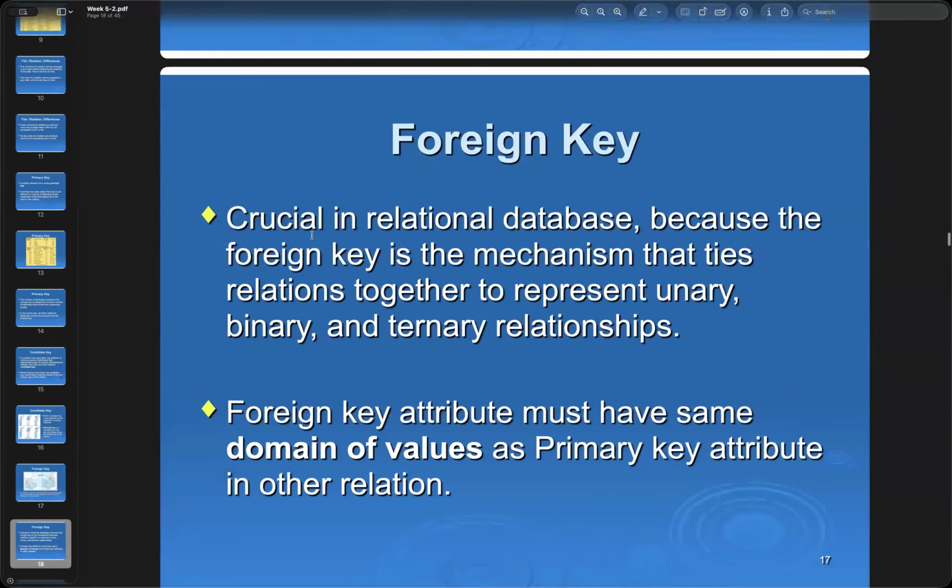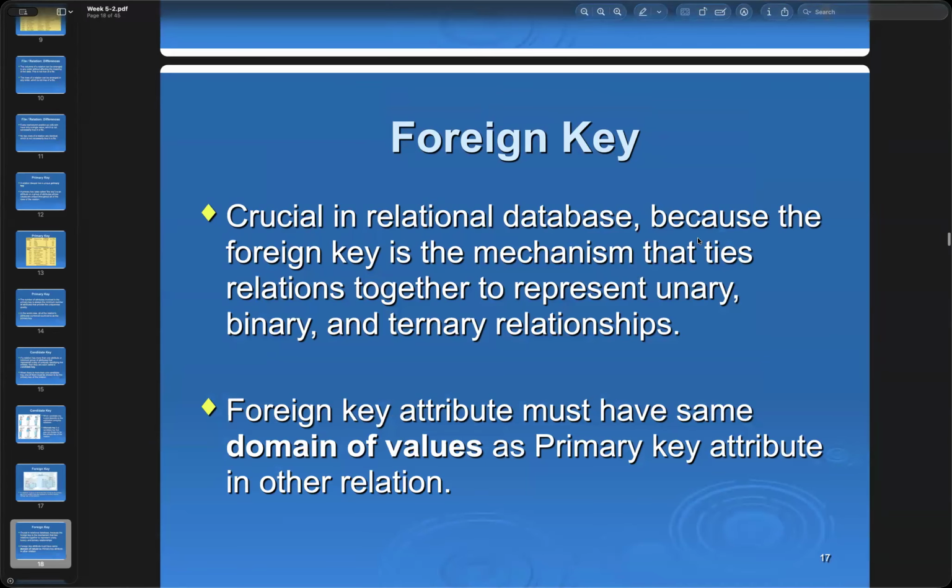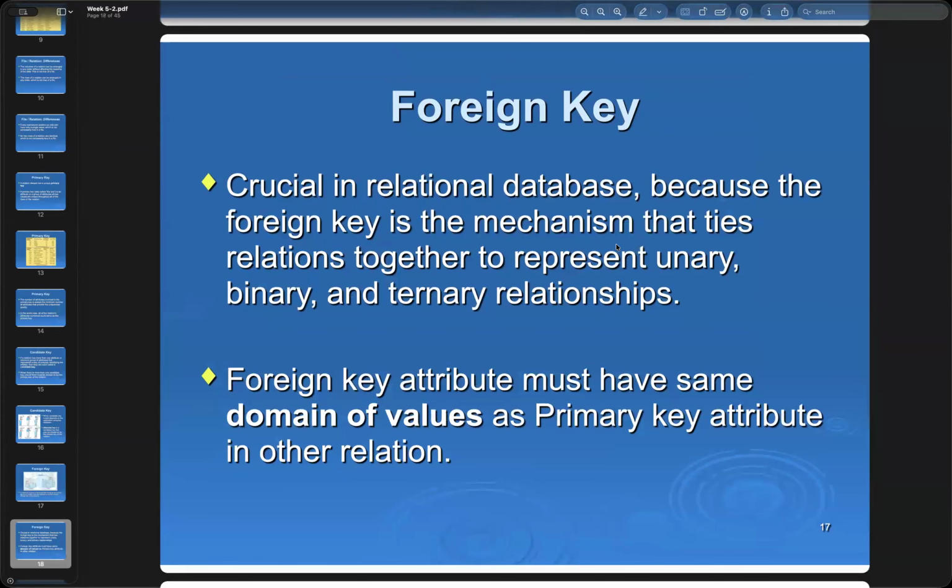This is crucial in the relational database because the foreign key is the mechanism that ties the relations together to represent unary, binary, or ternary relationships. That's how, most of the time when we do a join, of course we can join by other connections, but most of the time when we show the intersection between them, it is by the primary key and foreign key.